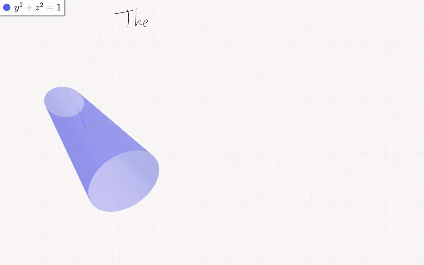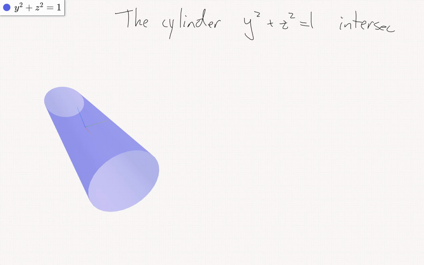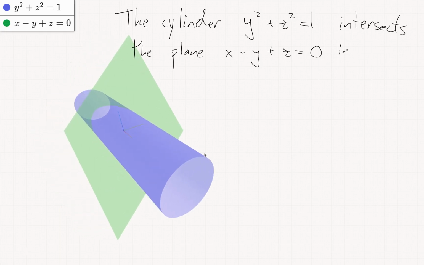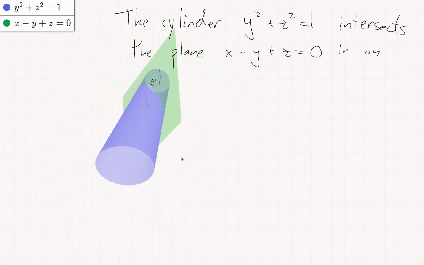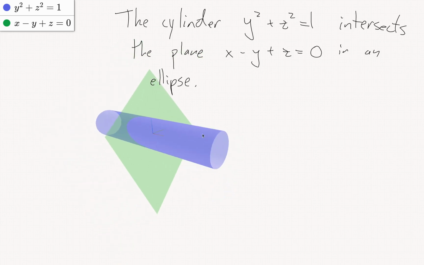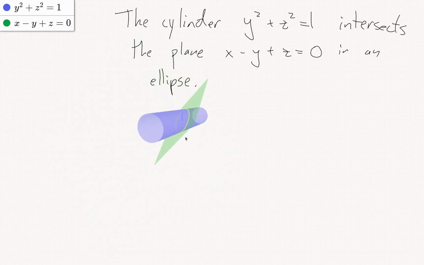If we look at the cylinder y squared plus z squared equals 1, and we intersect this with the plane x minus y plus z equals 0, then the shape we get is an ellipse like this.